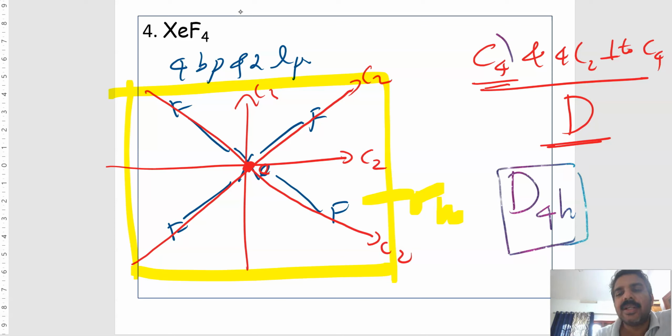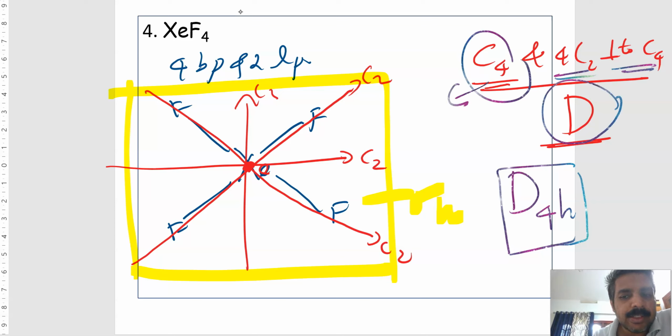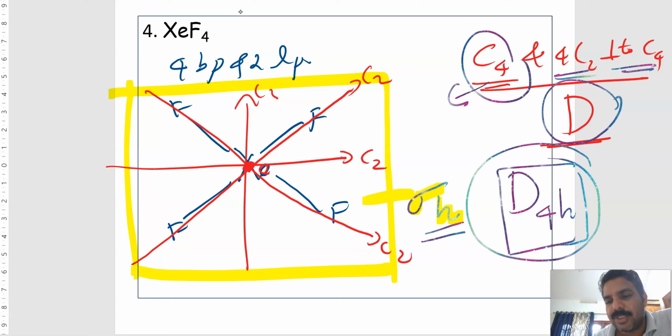D4h, because C4 is the rotation axis and there are 4 C2 perpendicular to C4. The category is D, and there is a sigma h plane. Of course, the point group will be D4h.